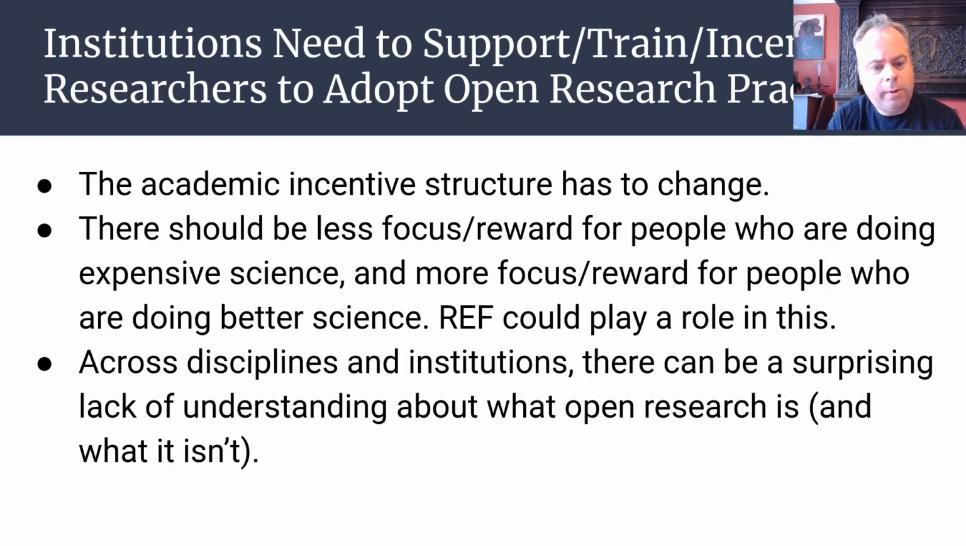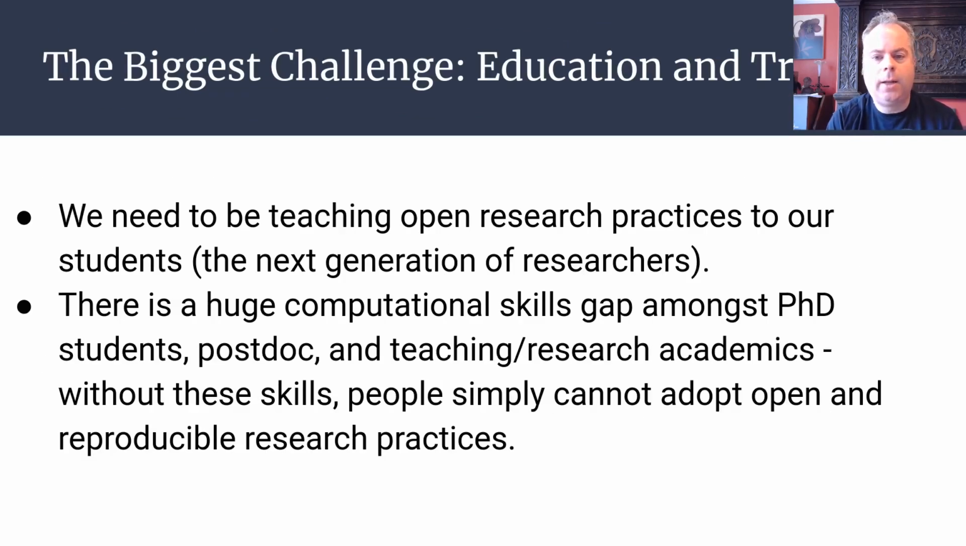And one thing that's really struck me over the last year or so is that across disciplines and institutions, there can actually be a surprising lack of understanding about what open and reproducible research actually is and what it isn't. In many cases, you'll mention open research to somebody, and they'll think you just mean open access publications. So there's real confusion or lack of understanding about the broad range of activities that are covered by the open research umbrella.